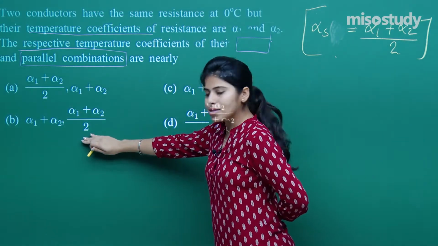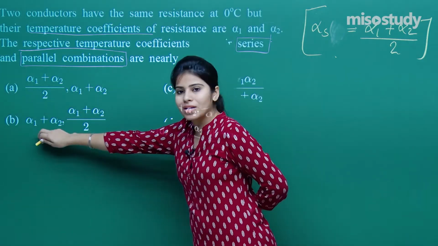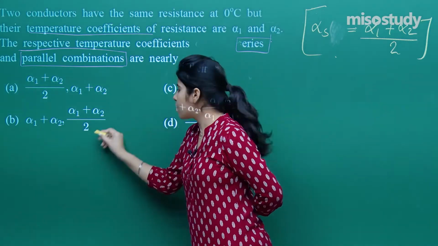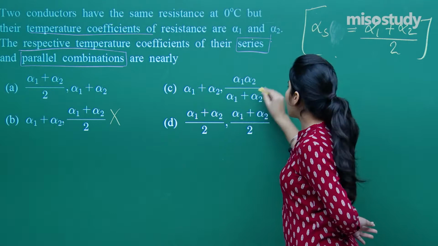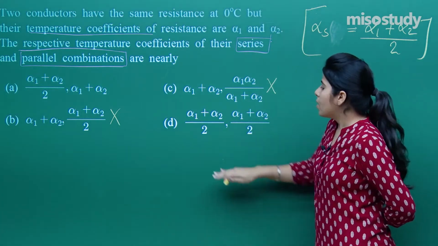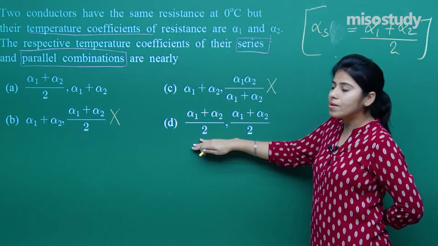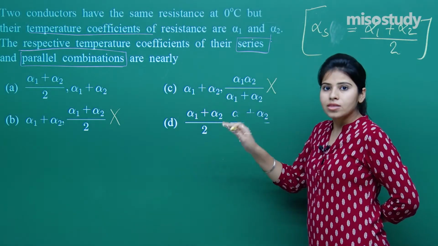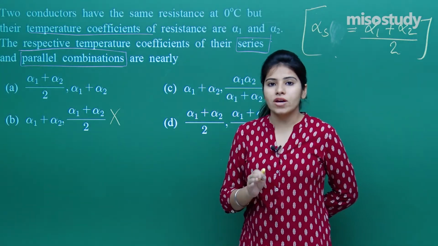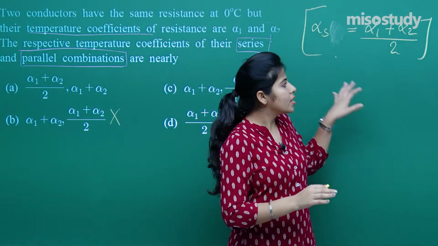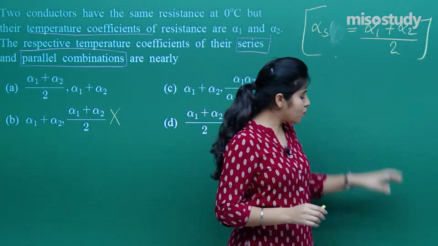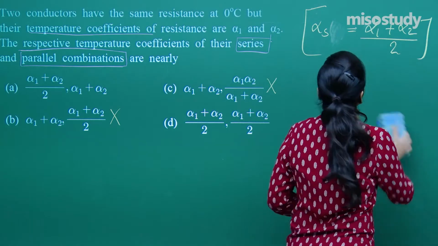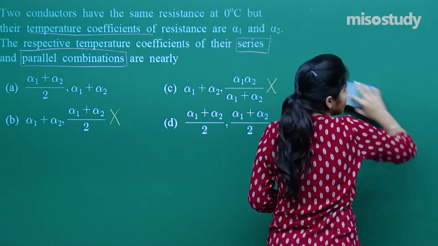This is not present in option B because series combination has been given as alpha 1 plus alpha 2, so this cannot be the answer. Alpha 1 plus alpha 2, again this cannot be the answer, but we are having a dilemma between A and D. Now, what we have to do is check for the parallel combination. Here we have done only for the series combination. To find it out for the parallel combination, we are going to apply the same approach.